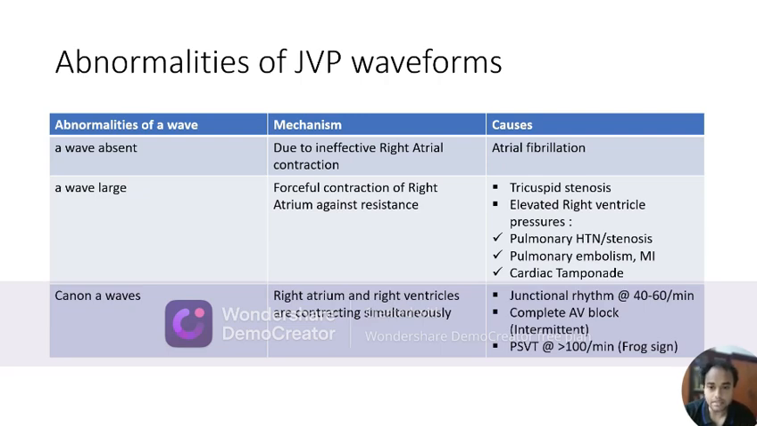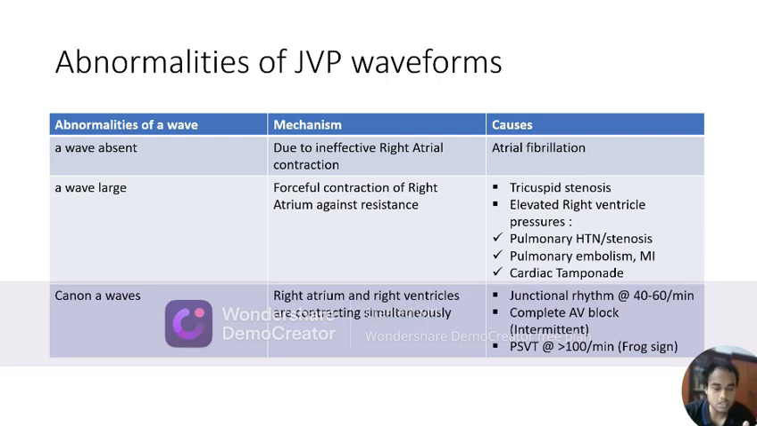If the A wave is large, this means the right atrium is forcefully contracting against resistance. This can happen in two scenarios. One, there is a narrowing of the tricuspid valve resulting in greater pressures in the right atrium, as in a case of tricuspid stenosis. Or it may also happen that the tricuspid valve is absolutely okay, but the right ventricular chamber, which is the receiving chamber, has a higher pressure, which results in forceful contraction of the right atrium.